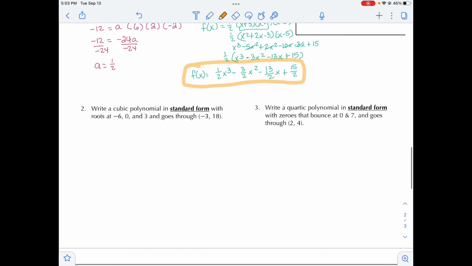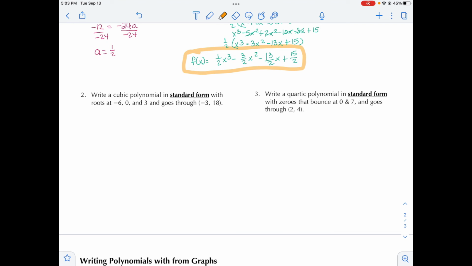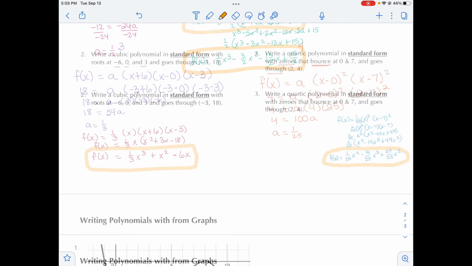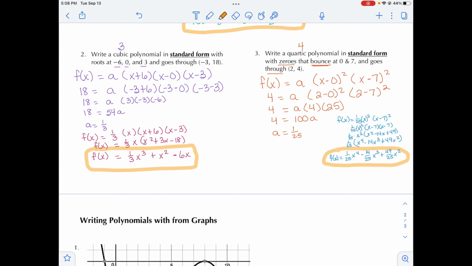So if you'll look at number 2 and 3 in this section, try them, and then come back and see how you do. All right, let's take a look at number 2. We had to write a cubic polynomial, and it gave us the roots. I wrote this one as x minus 0 for the 0 so you could see that we could plug it in the same way. We're going to plug in the point -3 and 18 to solve for a, and we get a is 1/3. Now, x minus 0 is still just the same thing as x, so I moved it up here to the front by itself. And then I'm going to distribute out, combine those like terms, and I end up with my final answer there.